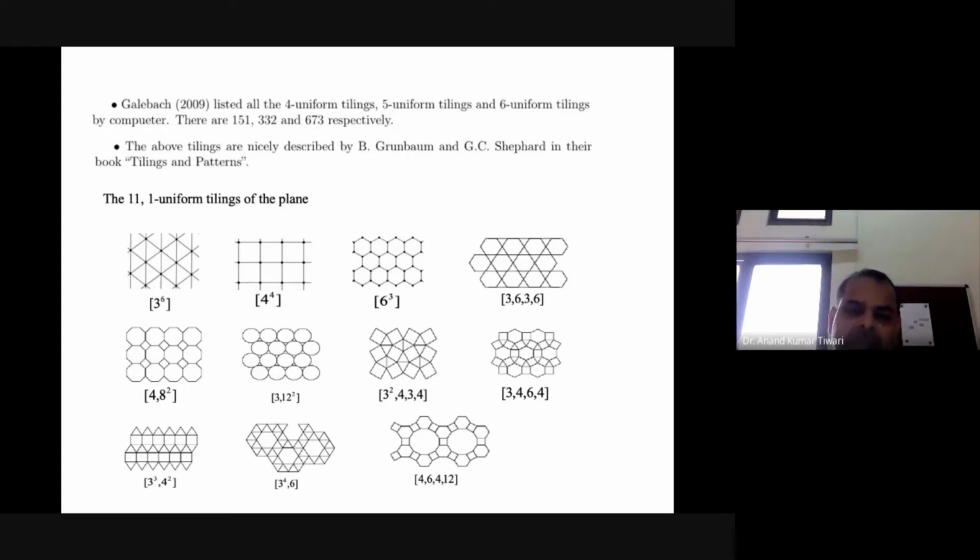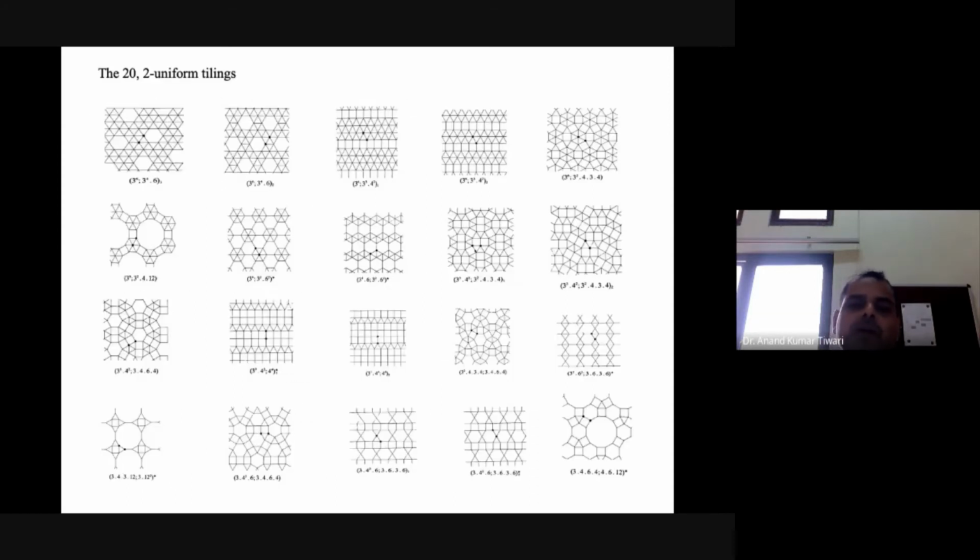So these are examples of one-uniform tilings. We see that at each vertex, the local appearance is the same. And these are the two-uniform tilings. Here we have two types of vertices. In other words, here we have two types of local appearances.